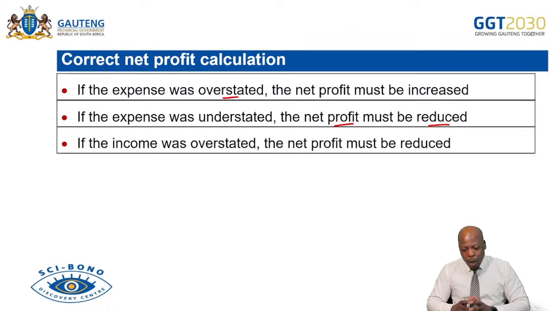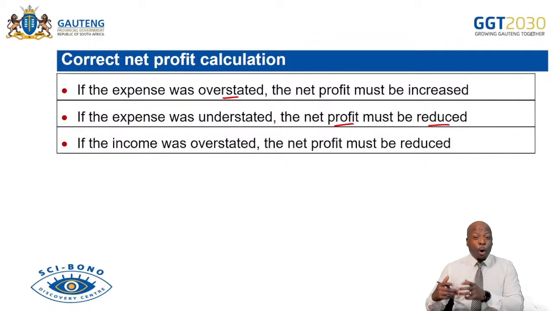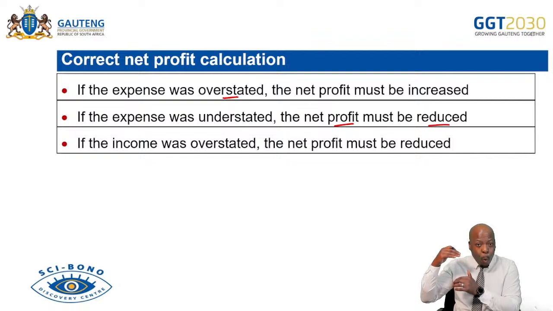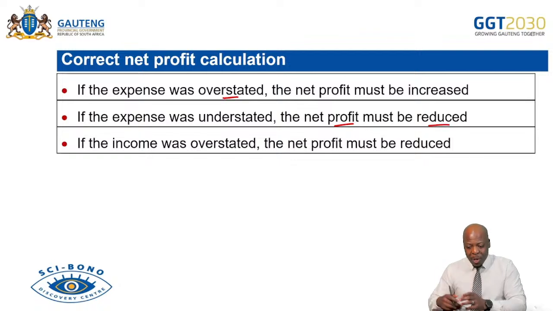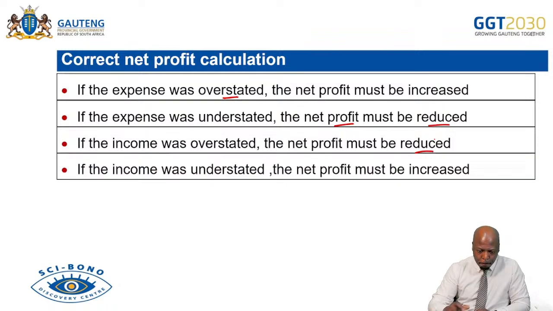If the income was overstated, so now we're looking at income. If we recorded more of income than what was necessary, what do we do? Because it means our net profit was overstated. If we recorded more of income, therefore profit was overstated. What must we do then? We must reduce that profit.